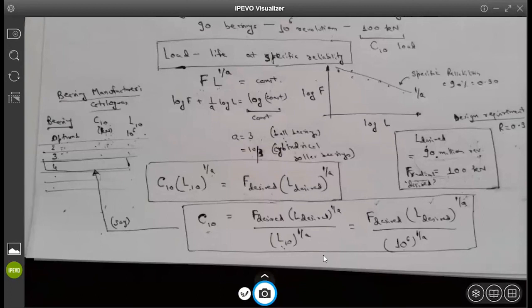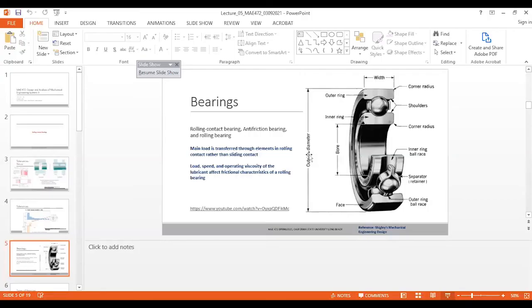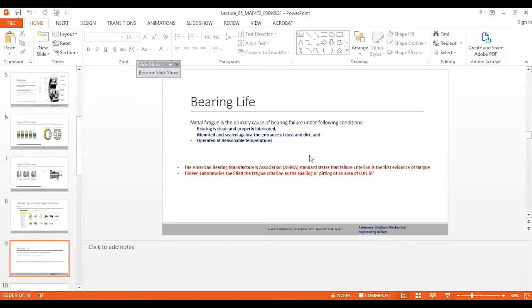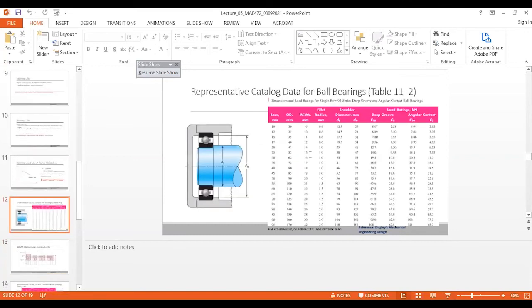I will stop our discussion at this point because I have some other concepts to show and discuss, so we'll take it in the next lecture. But before I wrap up today, I would like to show you what the manufacturer's catalog values actually look like. If you go to the slide here, the manufacturer's catalog basically looks like this.